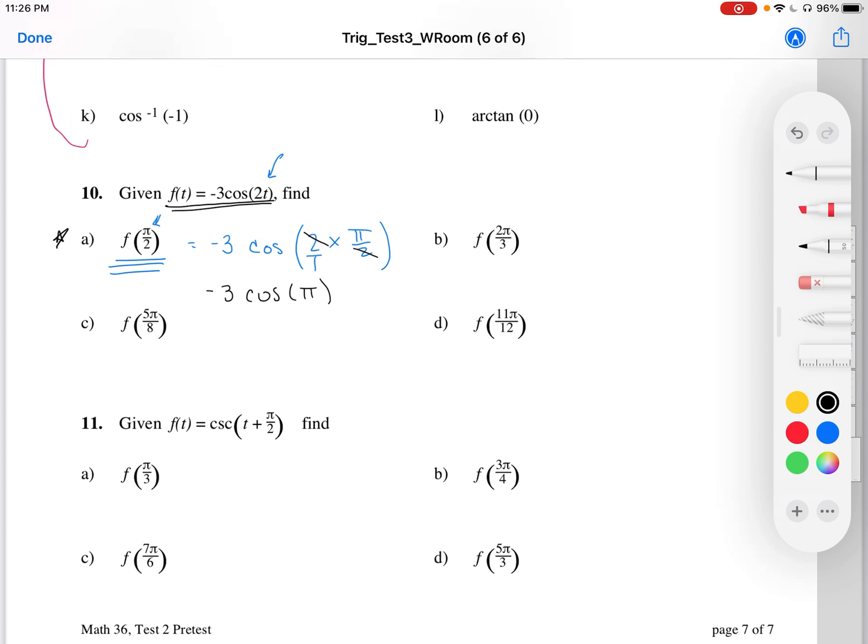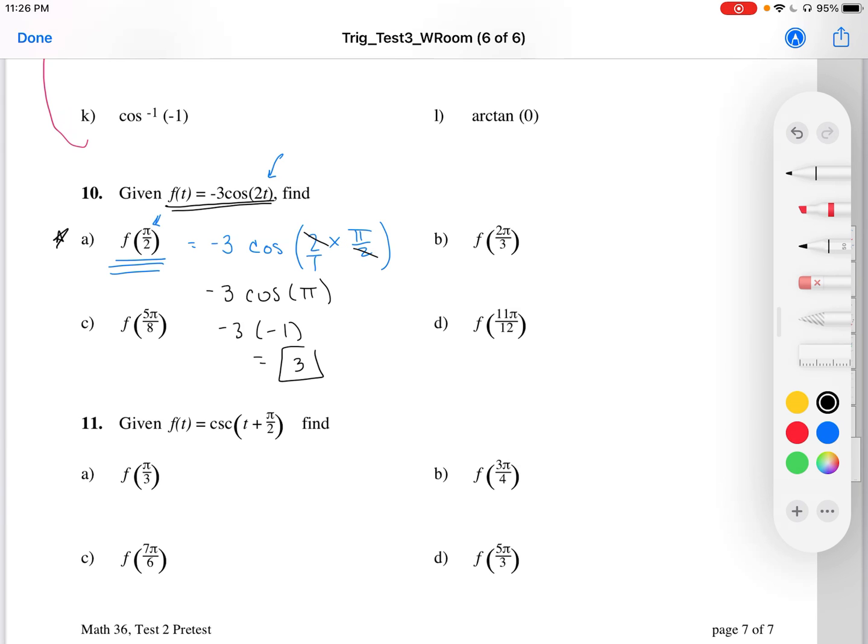Cosine at pi, we look at the unit circle, we look at pi. Pi is the point -1, 0. Cosine is the x, so I have -3 times -1. My answer is just 3. So we're just doing some substitution.